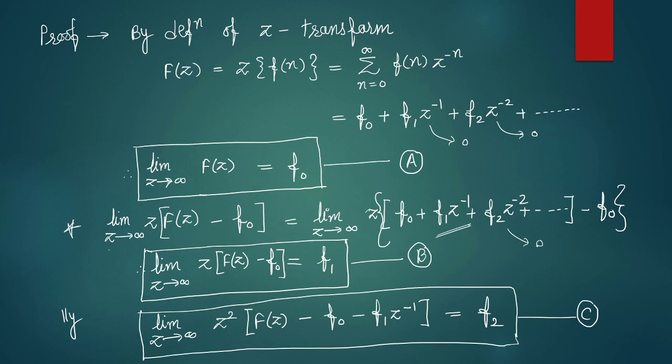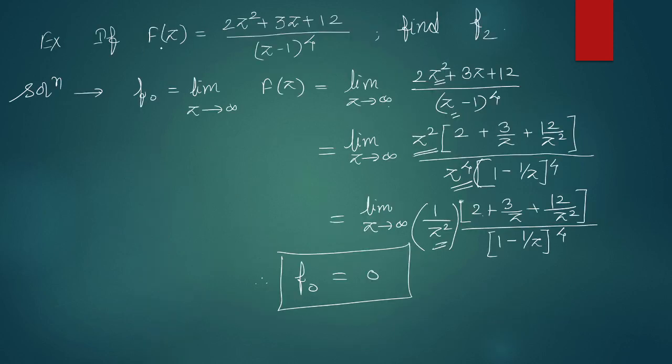Now, we discuss a problem on this. If F of z equals this function of z, then find f2. For this, we apply the formula. Consider F of z, limit z tends to infinity of this term. If we substitute directly, we get its value 0. We take z square common from the numerator and z to the power 4 from the denominator. Substitute the values, then we get its value equal to 0.